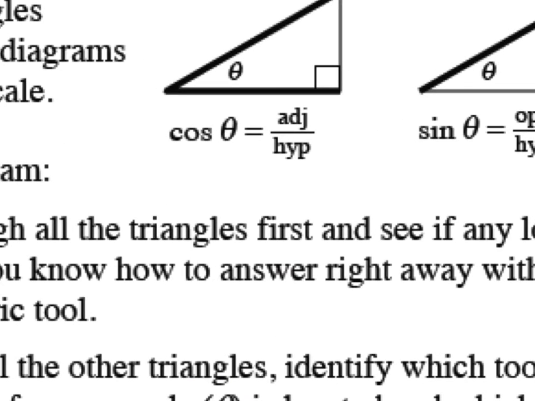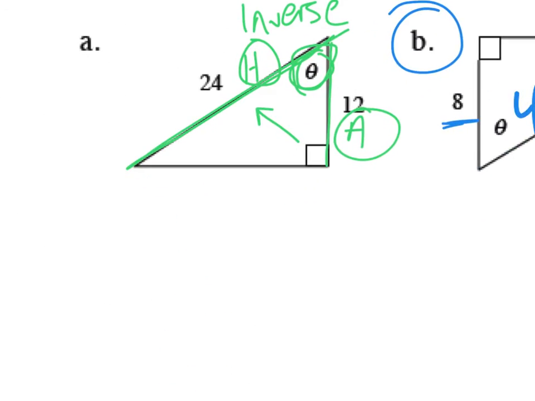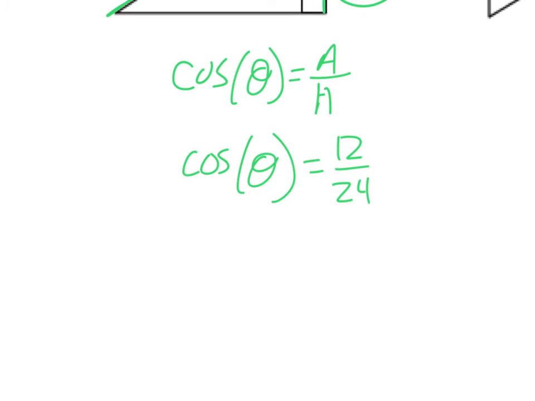That's where I go back up here. Cosine uses the ratio of the adjacent and the hypotenuse. So again, I'm going to set up the cosine of theta is equal to the adjacent leg divided by the hypotenuse, that ratio. And so what I can fill in my work, I can say the cosine of theta is equal to 12 over 24. And now in order to get theta by itself, I take the inverse cosine of both sides.